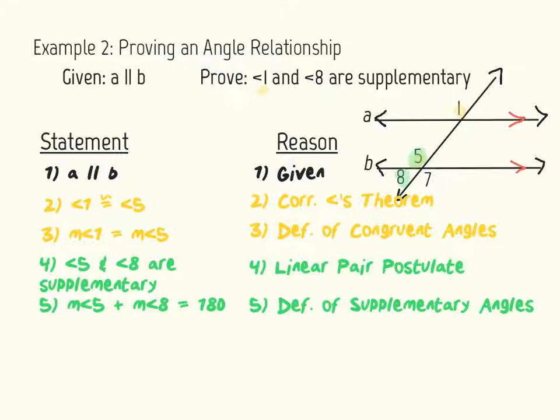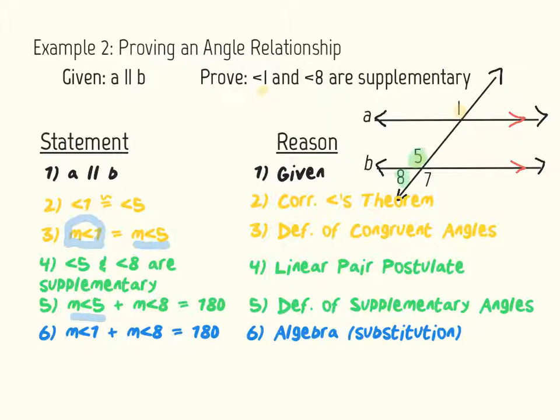The next step is I look at things that I know. So I'm going to kind of bounce back to other information that I already have stated. I have stated that measure of angle 1 is the same as measure of angle 5. Well, if that's the case, then I can take this measure of angle 1 and put it in for the measure of angle 5. So that's going to be my next step. So we can state the measure of angle 1 plus the measure of angle 8 equals 180 degrees, and that is by algebraic substitution, because I just dropped in a different thing for a certain number or variable.